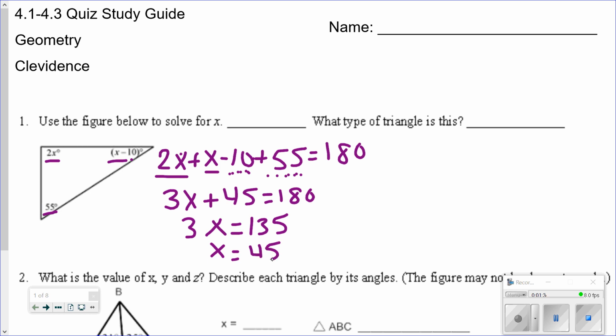All right, so now if I plug this into my equation, 55 is already 55 degrees, I can't plug x into there. I can plug x into this equation here, and 2 times 45 gives me 90. So I actually can stop right there. Since this angle here is 90 degrees, what type of triangle do I have? Well, I have a right triangle. And remember, to be a right triangle, you just need one angle that equals 90 degrees.